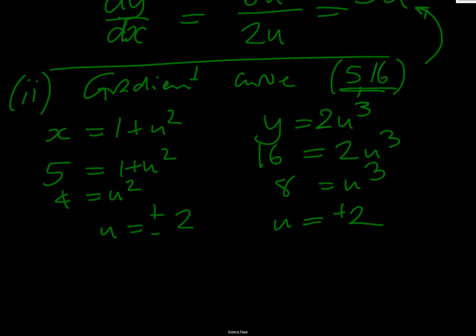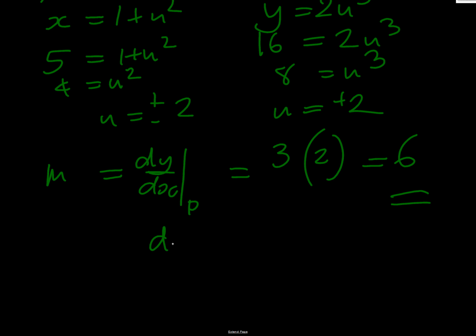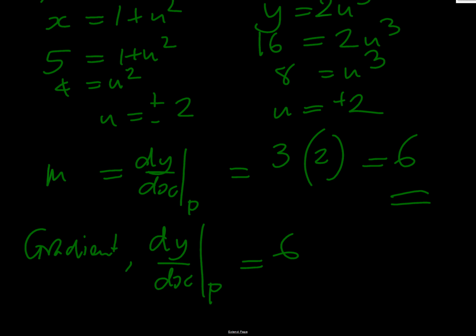So the gradient of the curve at that point is going to be dy by dx at the point P equals, I'm going to substitute in our value of u there, which is 2. So our gradient equals 6. Yeah. So I'd be writing probably in that form as my final line: gradient, dy by dx at point P equals 6.